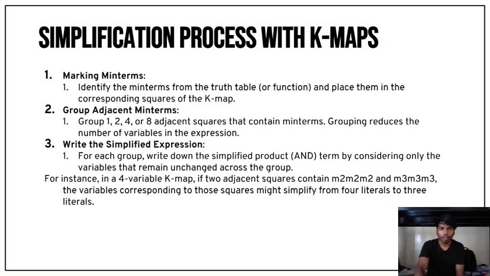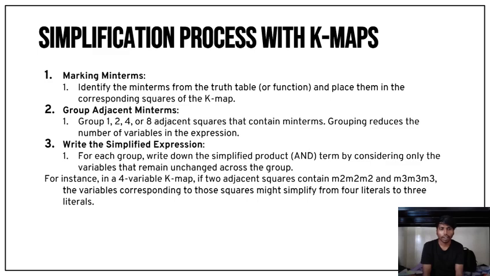Now, the simplification process with K-maps. Marking minterms: identify the minterms from the truth table or a function, and place them in the corresponding squares of the K-map. Now, group adjacent minterms. Group 1, 2, 4, or 8 adjacent squares that contain minterms. Grouping reduces the number of variables in the expression.